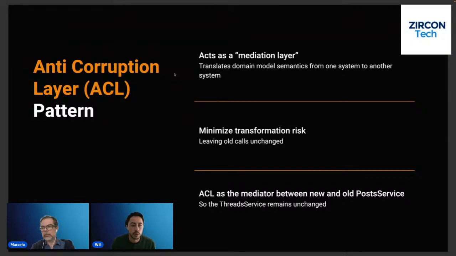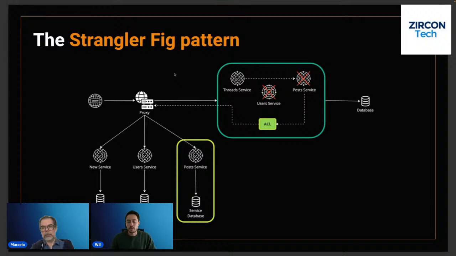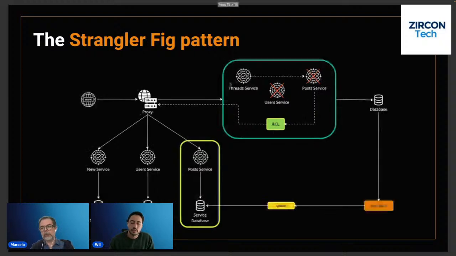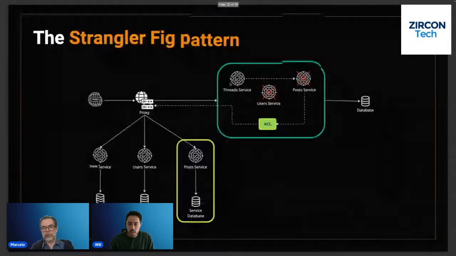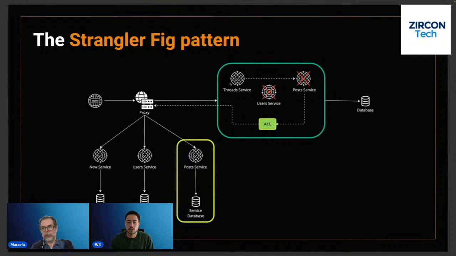So we were at anti-corruption layer, and graphically, it will look something like this. The ACL is just a simple class that goes within the monolith and allows us to map the responses from the post service and get it back to the threads service in this case. So what happens with the data, right? So that's another fair question that we can ask.